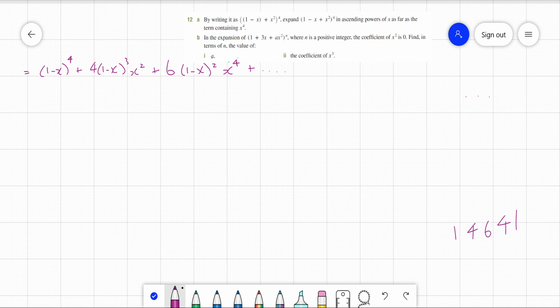All right. So then when we're looking at this first term again to the power of 4, let's make that x get bigger. So let's go 1, 4, 6, 4, 1. That's just the first bracket expanded.